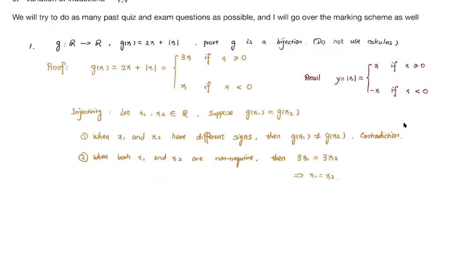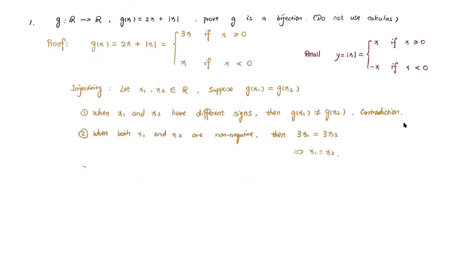Okay? And the third case is when both x1 and x2 are negative. Then you have x1 equals to x2 directly. Okay? Therefore, g is injective.